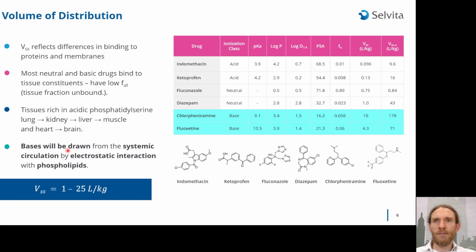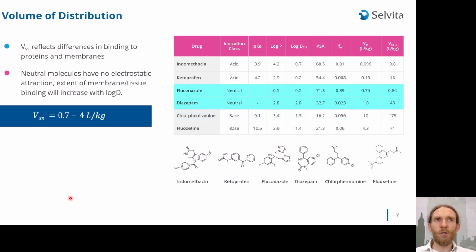So the bases will be drawn from the systemic circulation and will be accumulated by electrostatic attraction to phospholipids in the peripheral tissues. As a consequence, they will have a high volume of distribution, between 1 and 25 liters per kilogram. So you can imagine for an average human, this can go up to hundreds of liters.